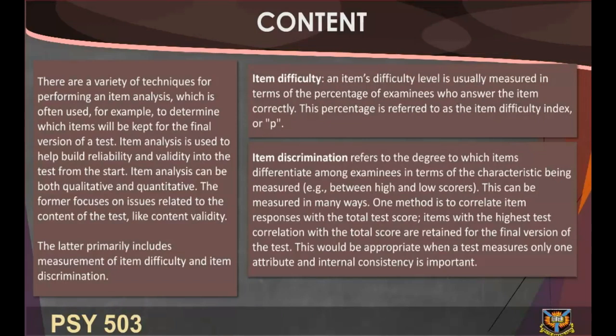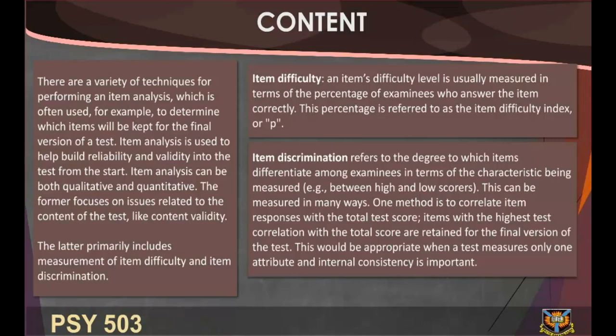Content. There are a variety of techniques for performing an item analysis, which is often used, for example, to determine which items will be kept for the final version of a test. Item analysis is used to help build reliability and validity into the test from the start. Item analysis can be both qualitative and quantitative. The former focuses on issues related to the content of the test, like content validity. The latter primarily includes measurement of item difficulty and item discrimination.